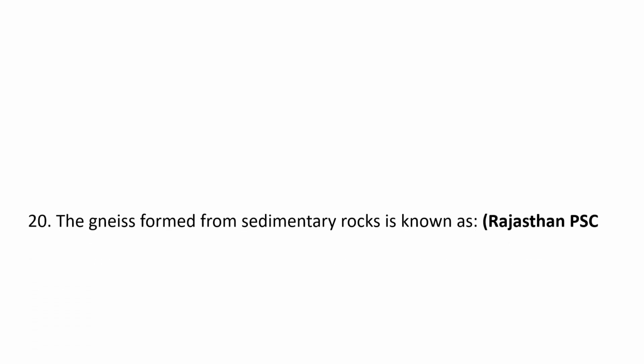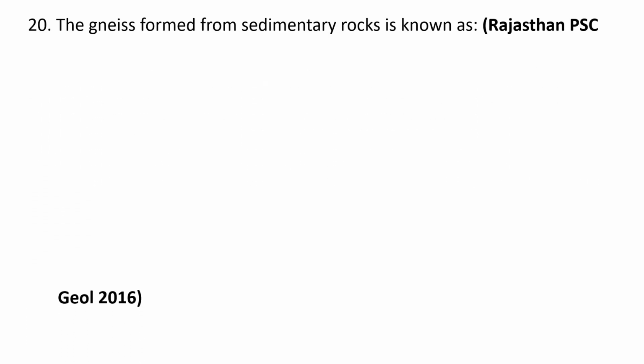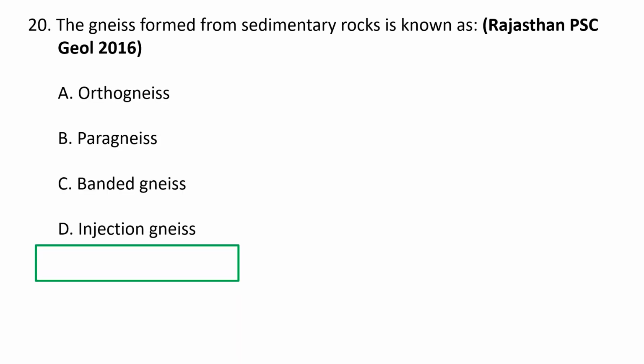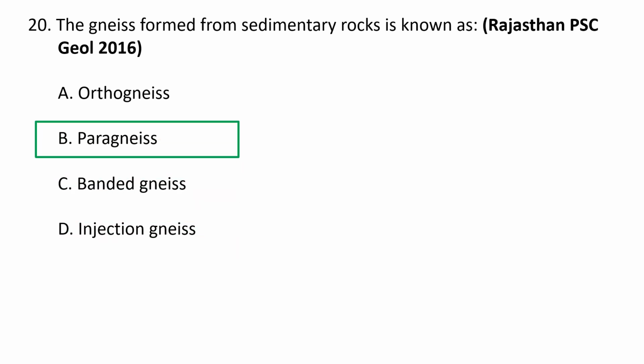Next question. The gneiss which is formed from sedimentary rock is known as: A, orthogneiss; B, paragneiss; C, banded gneiss; and D, injection gneiss. The gneiss which is formed from sedimentary rocks is known as paragneiss, whereas if a gneiss is formed from igneous material, it is known as orthogneiss. So here B, paragneiss, is the correct option.